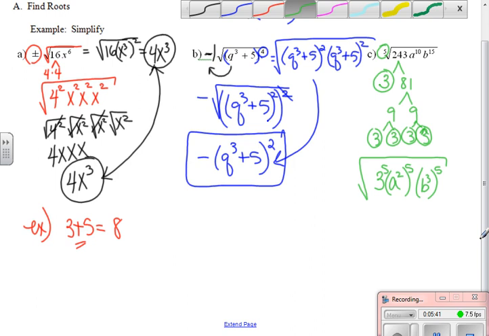And so when I think about taking the 5th root of 3 to the 5th, the 5th root and the 5th power cancel, leaving 3. The 5th root of a squared to the 5th, the 5th and the 5th cancel, and it leaves a squared. The 5th root of b cubed to the 5th and the 5th root cancel, leaving b cubed.